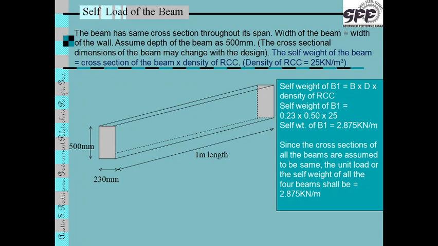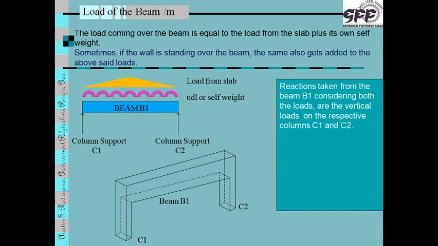Since the cross sections of all the beams are assumed to be same, the unit load or the self weight of all the four beams will be equal to 2.875 kilonewton per meter. All beams B1, B2, B3 and B4 will have the self weight as 2.875 kilonewton per meter. Now what is the total load coming on the beam? The total load coming on the beam will be due to the effects of the load intensity coming from the slab and its own self weight.